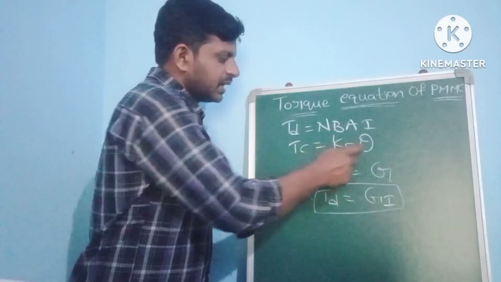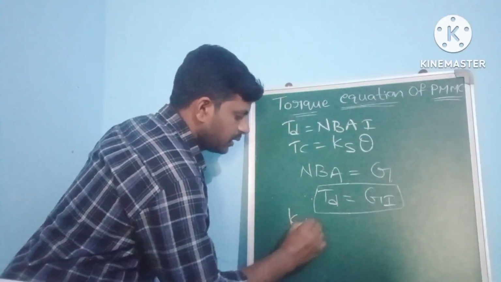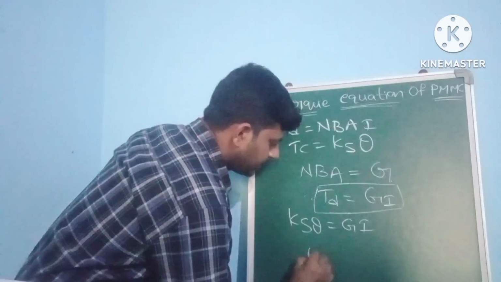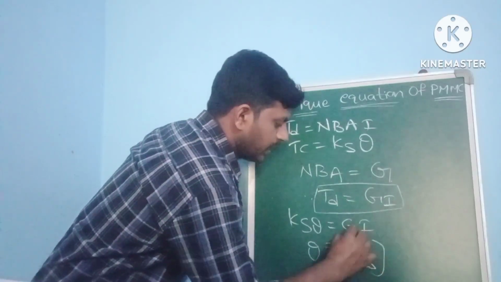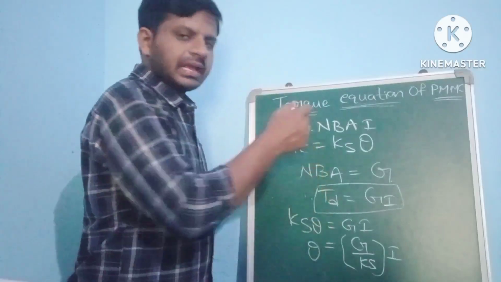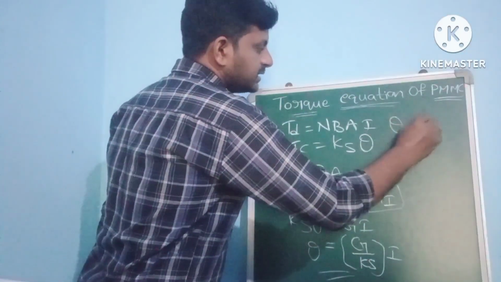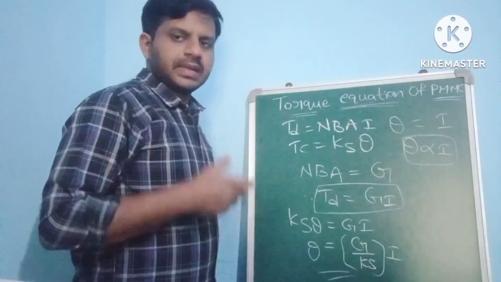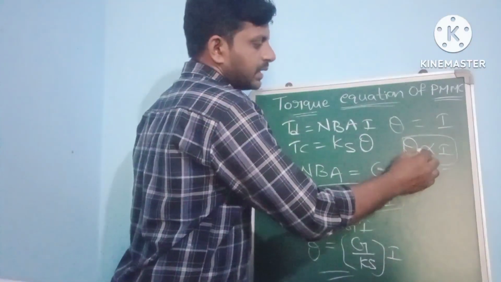Next, we equate the controlling torque and the deflecting torque. Therefore, Ks theta = G I. Theta can be represented as G by Ks into I. This is the final equation of the angle of deflection. From this equation, theta is directly proportional to I, since G by Ks is a constant parameter.